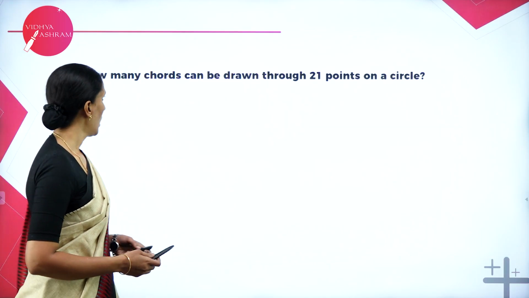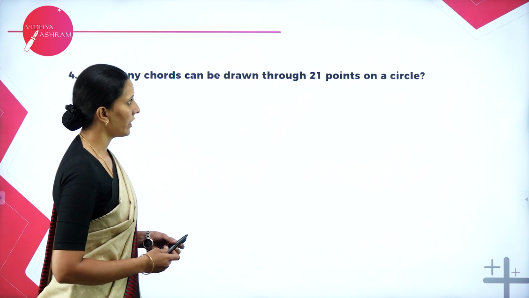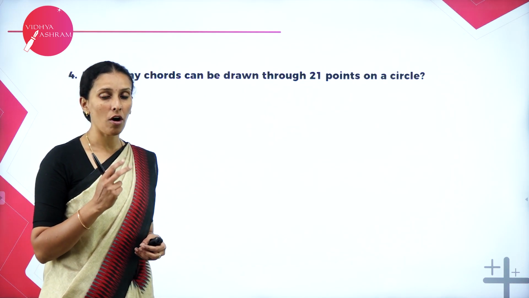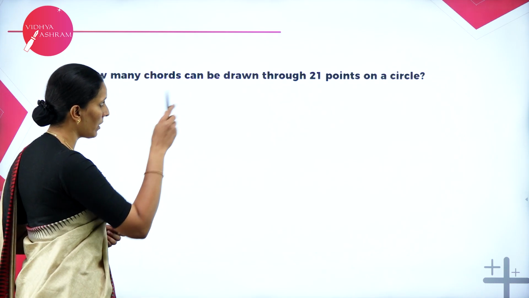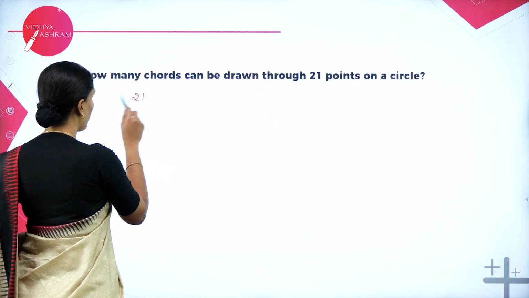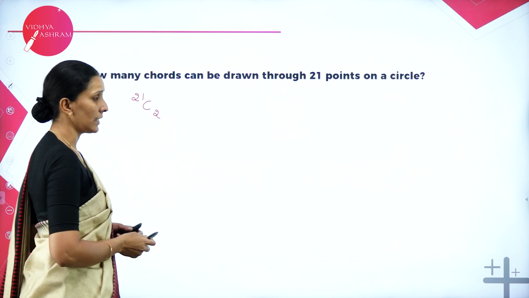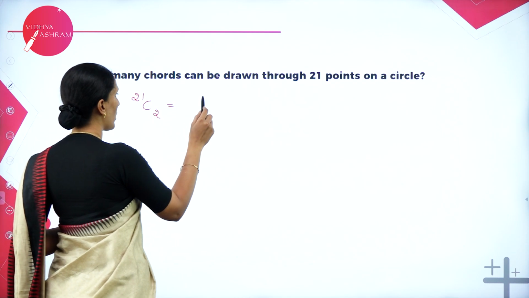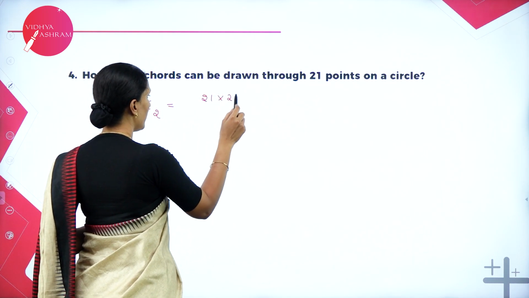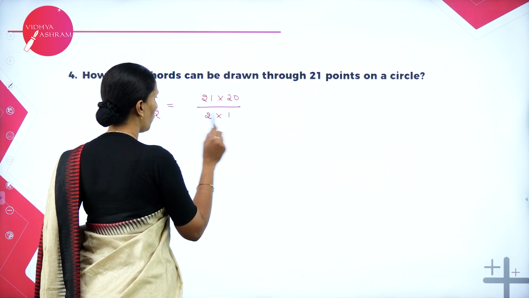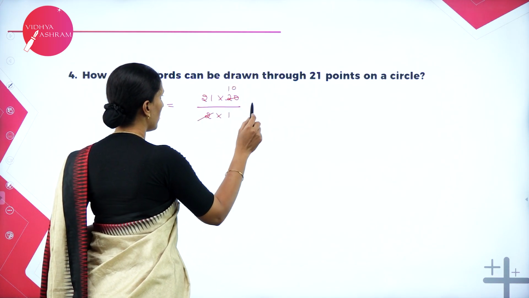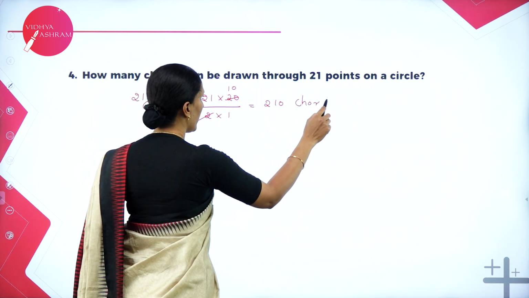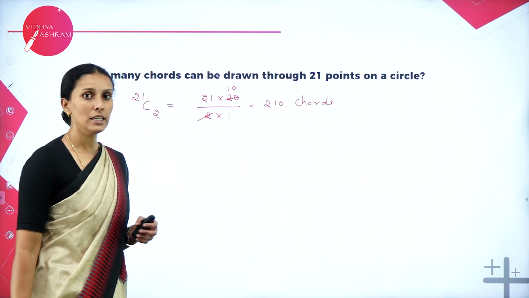Next question. How many chords can be drawn through 21 points on a circle? A chord is a line segment. The minimum number of points to draw a line segment is 2. But there are 21 points. So obviously out of 21 points, we can select any 2 points on the circle. Therefore the number of chords required is 21C2, which can be written as 21 into 20 divided by 2 into 1. So 2 ones are 2, 2 tens are 20. Therefore 210 chords can be drawn using the points on the circle.